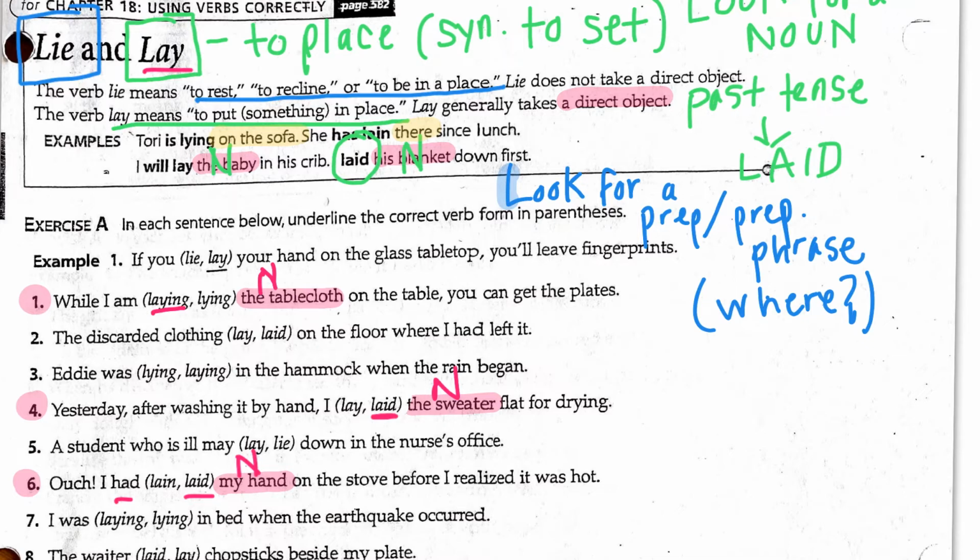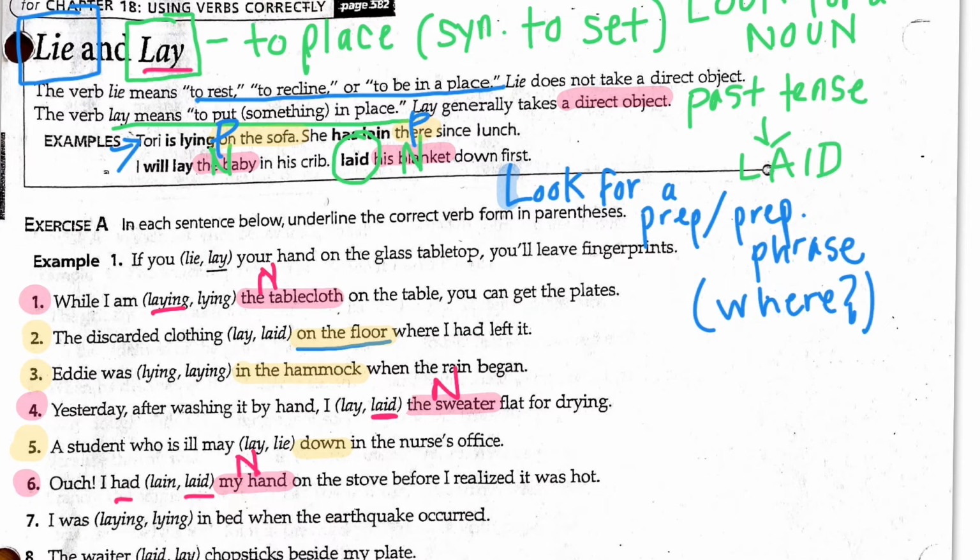So we have someone being motionless, in this case Tori, lying on the sofa. I'm putting a P on top of that preposition on, or a P for there since lunch. So if you look at this example number 2, we have an instance in which on the floor follows our choice between verbs, and in the hammock follows our choice between verbs in number 3, and even the word down follows our choice between verbs in number 5.